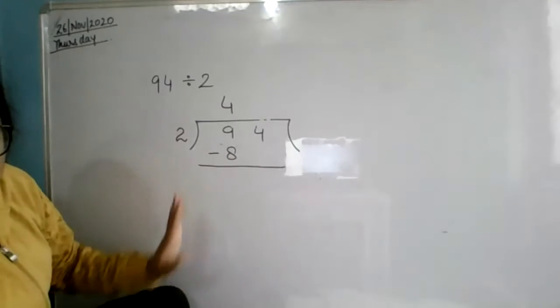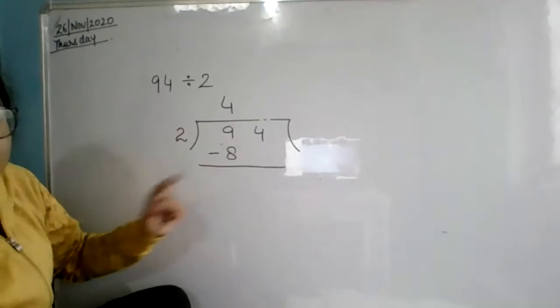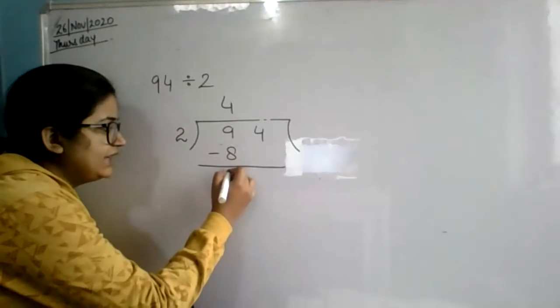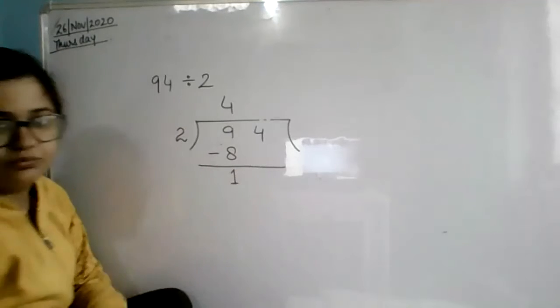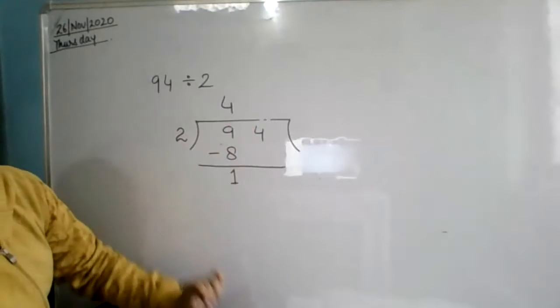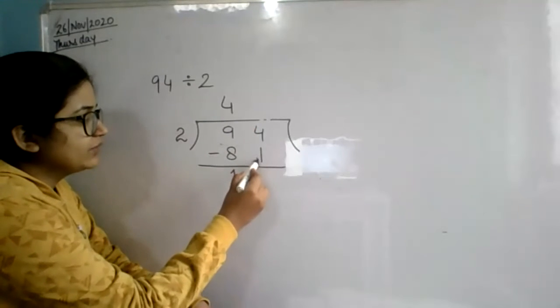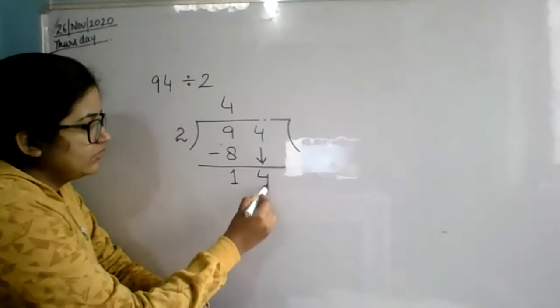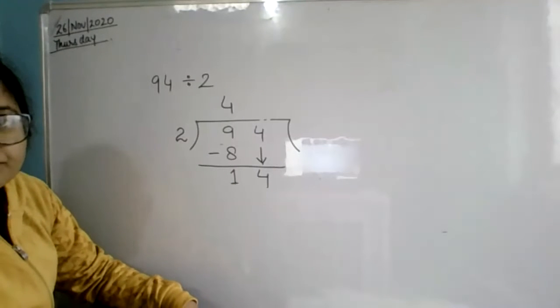After that, subtracting is compulsory. 2 4s are 8, so 9 minus 8 we will do. We will get 1. Now this 4 which was left, we will copy down this 4.